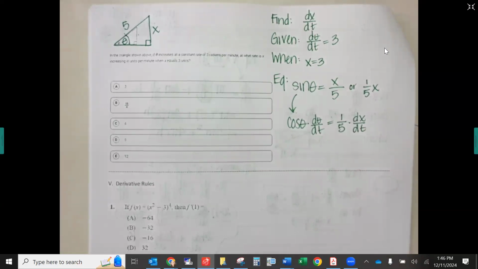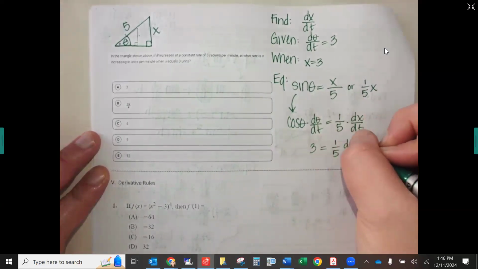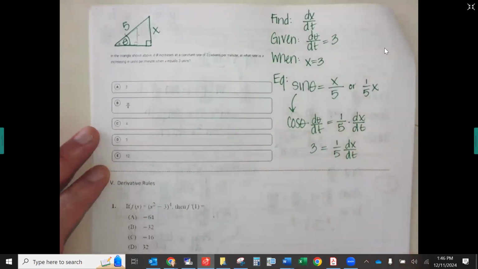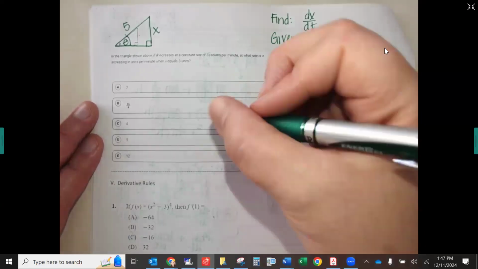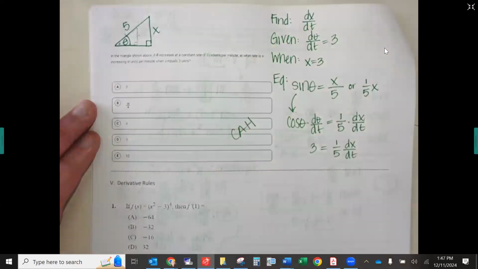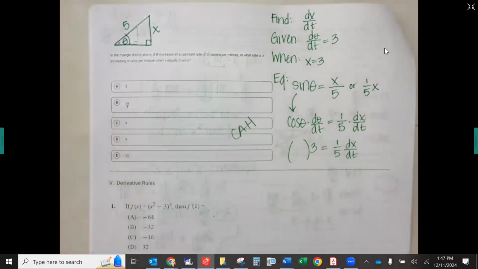Okay. So my sine goes to cosine d theta dt. Then I have a 1/5 dx dt. I know my d theta dt is a 3 because we already put that up there at the top. But the question is, what do I do with the cosine part? Okay, what is the sides of the triangle that go with cosine? CAH is adjacent over hypotenuse. That's what I'm going to plug in where the cosine is. So remember, if it's a sine, a cosine, or a tangent, you can use the sides of the triangle to sub that in that place.